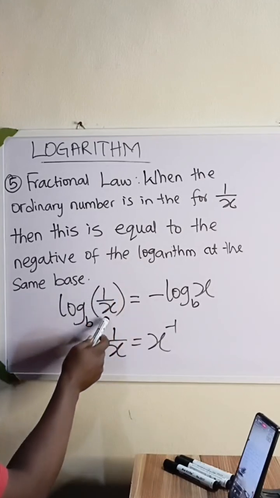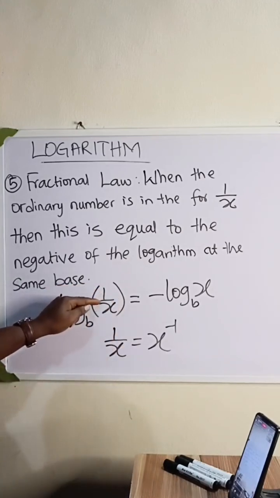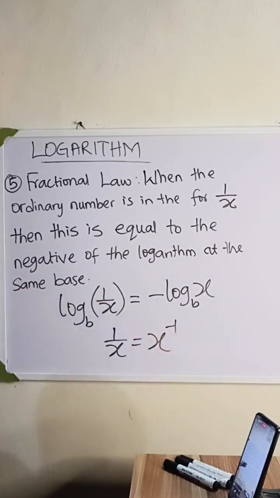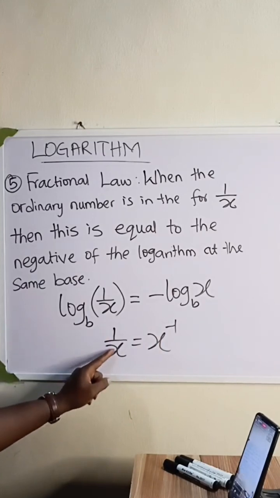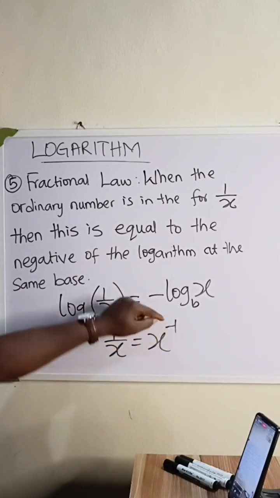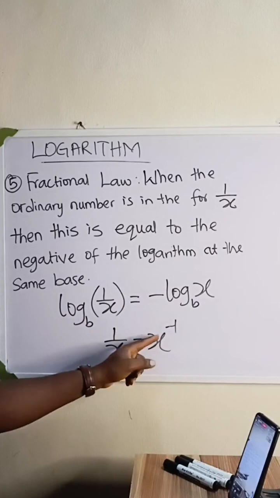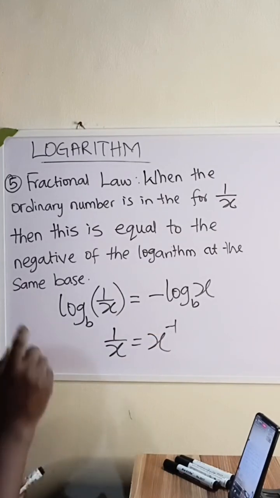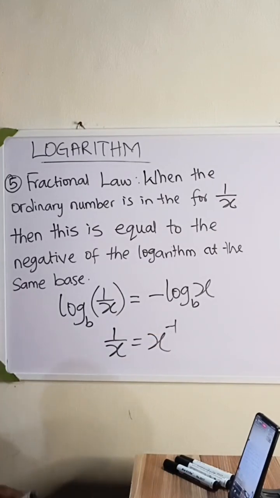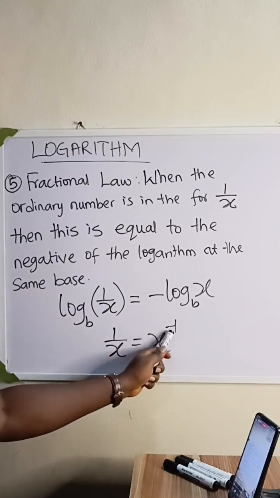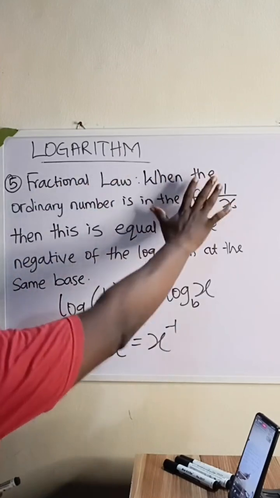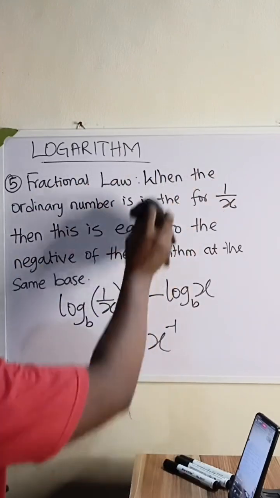When you have 1 all over x, 1 all over a base means 1 over a number means that number to the power of minus 1 from what we learned in indices. So 1 over x is the same thing as x to the power of minus 1, because this minus 1 tells you that it is the inverse of this value here. That's what we learned in indices. So now, when you go back to the third law of logarithm, the exponent here is negative.